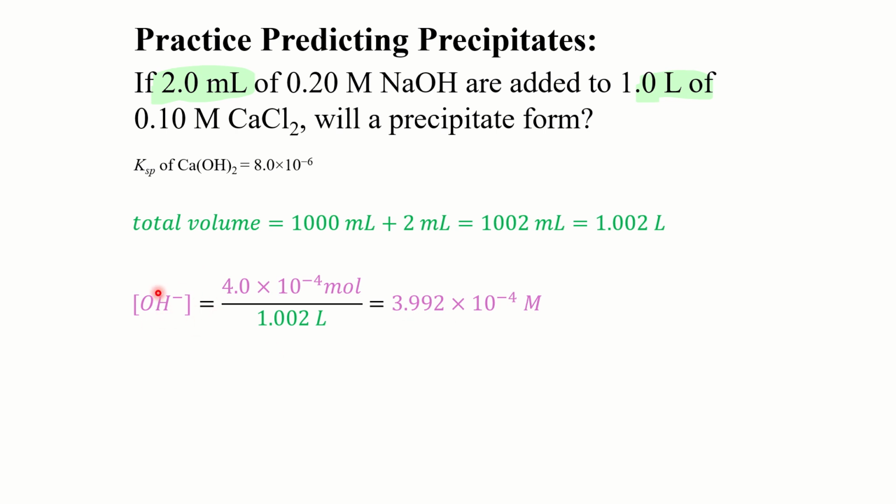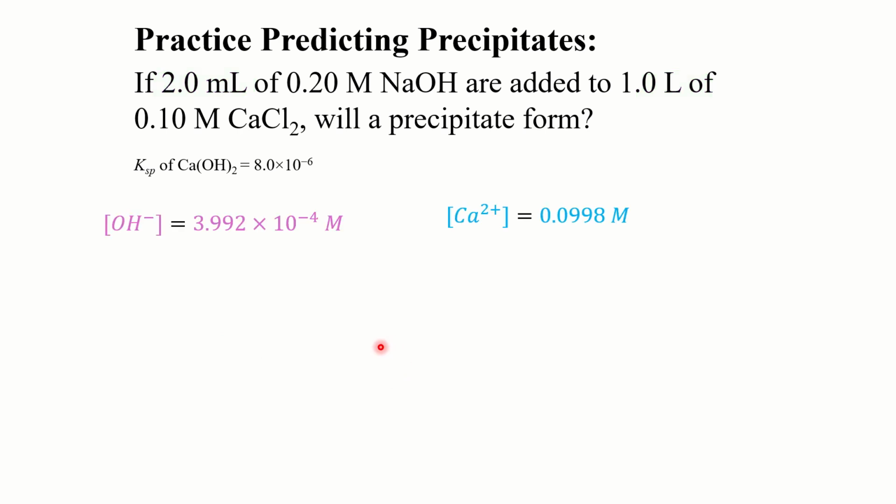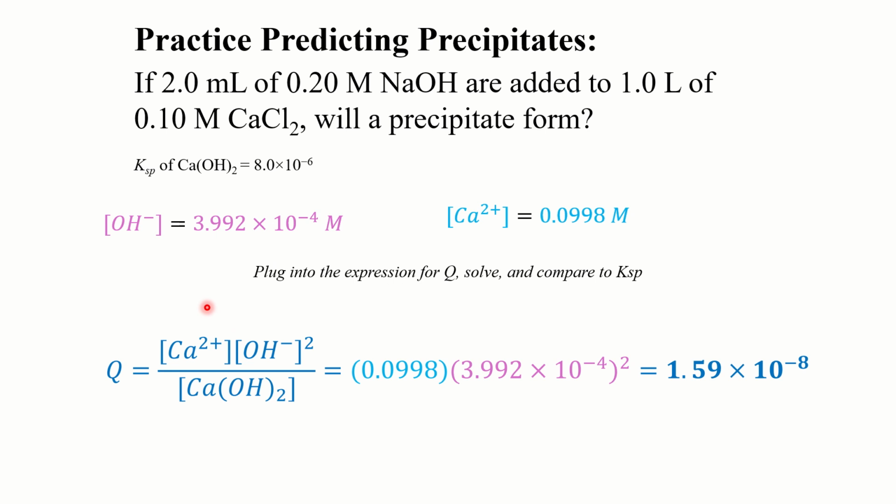So my OH- concentration, that's the mole value I found on the previous slide, 4.0 times 10 to the negative 4th, divided by the new volume, giving me a concentration of 3.992 times 10 to the negative 4th molar. I'll do the same for the calcium ions, the 0.10 moles divided by the 1.002 liters, giving a concentration of 0.0998 molar. Finally, we can plug these into our Q expression.